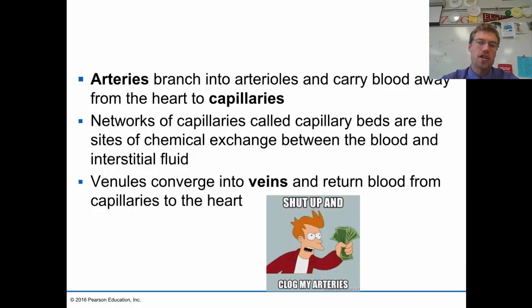Arteries branch into arterioles, which are small arteries essentially, and then they carry blood away from the heart to the capillaries. And it's these capillaries that are going to affect the exchange of nutrients and gases and waste between the blood and the organs that it is taking that to, or taking the waste away from. The capillaries are very small, especially in comparison with arteries. Sometimes they may only be 1 or 2 cells across.